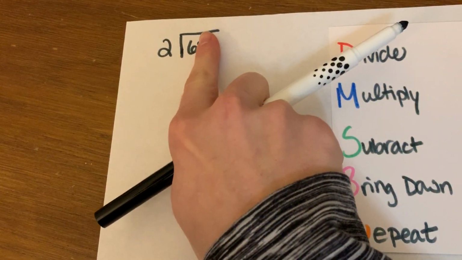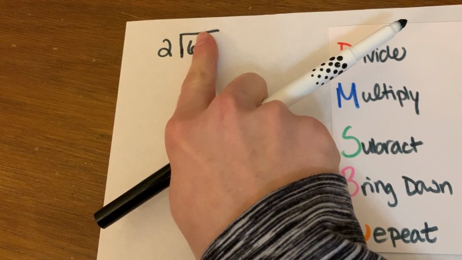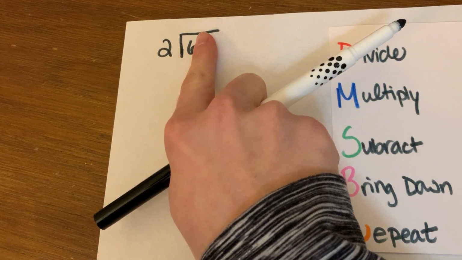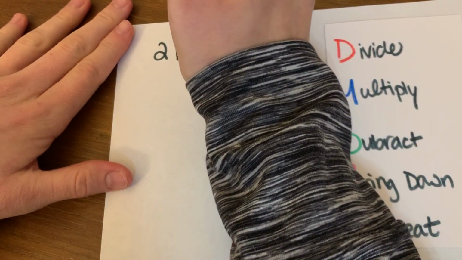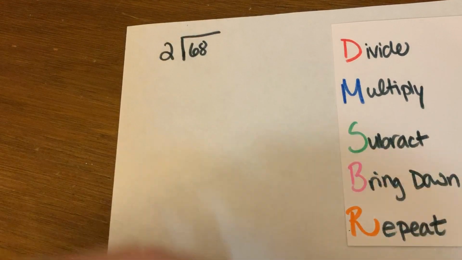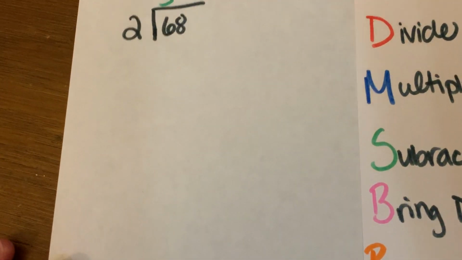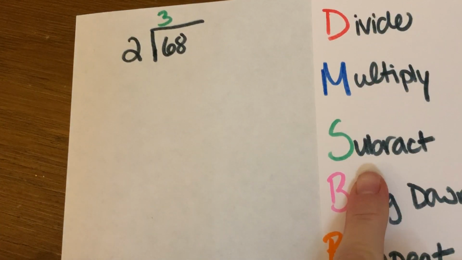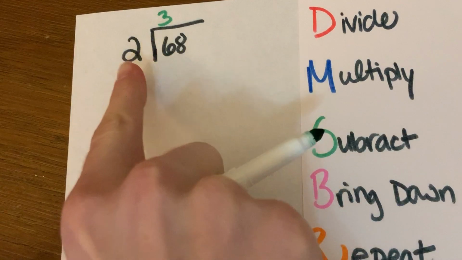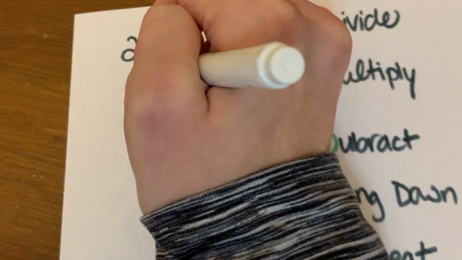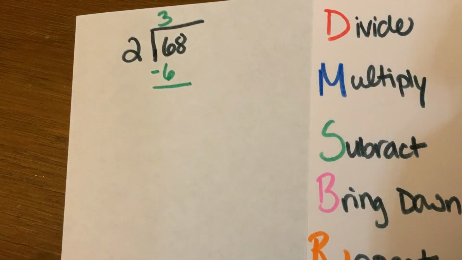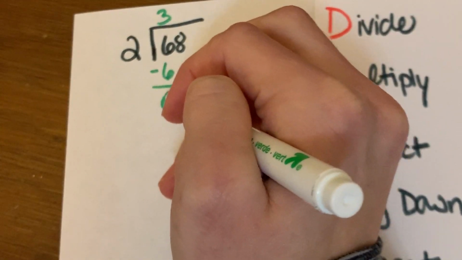Multiply. 2 times what gives me 6? Well, 2 times 3 gives me 6. So I'm going to put my 3 right up here. 2 times 3 gives me 6. So the next step I'm going to use is to subtract. So 2 times 3 is 6. I'm going to subtract 6 from 6, and I get 0.